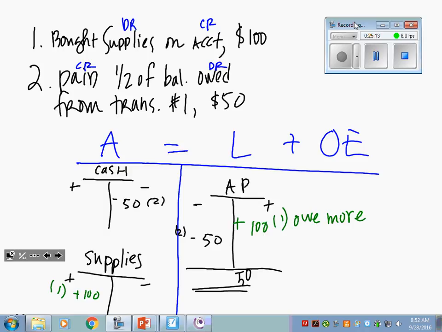What about cash? Where's the normal balance side of cash though? On the left side, because we're on the left side of the big T. So I'm actually going to put a minus 50 as our balance. What's our supplies balance? 100. That's how this all works from a true accounting perspective.